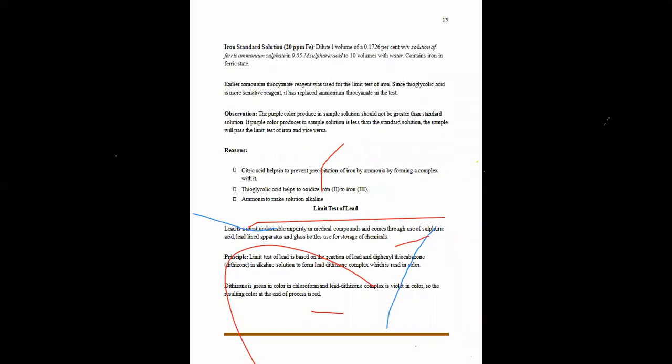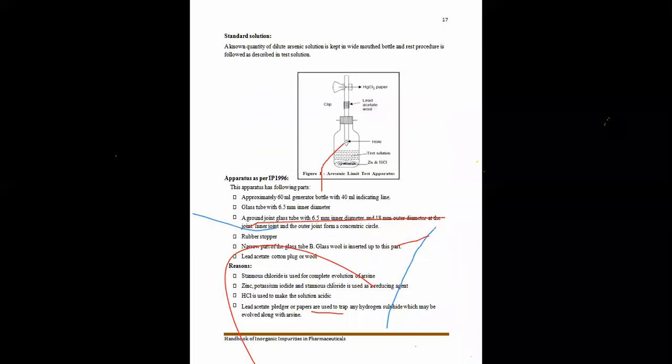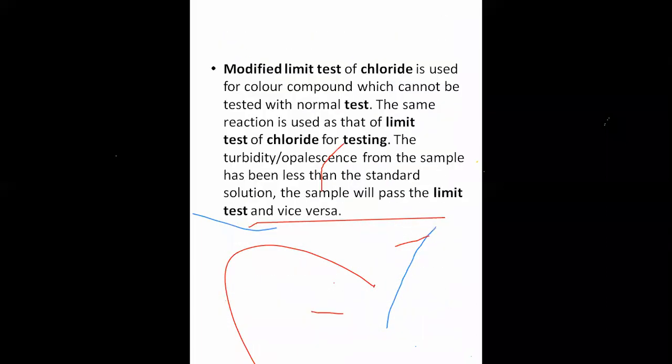Now, for both of these tests, there is a modified limit test of chloride ion as well as a modified limit test for sulfate ion. Now only we have discussed the normal limit test of chloride and limit test of sulfate ion. Both of these procedures are reported in Indian Pharmacopoeia 1996, but a simple and quicker procedure is modified nowadays with respect to the limit test of chloride and limit test of sulfate ion. Now, what modification have they done?